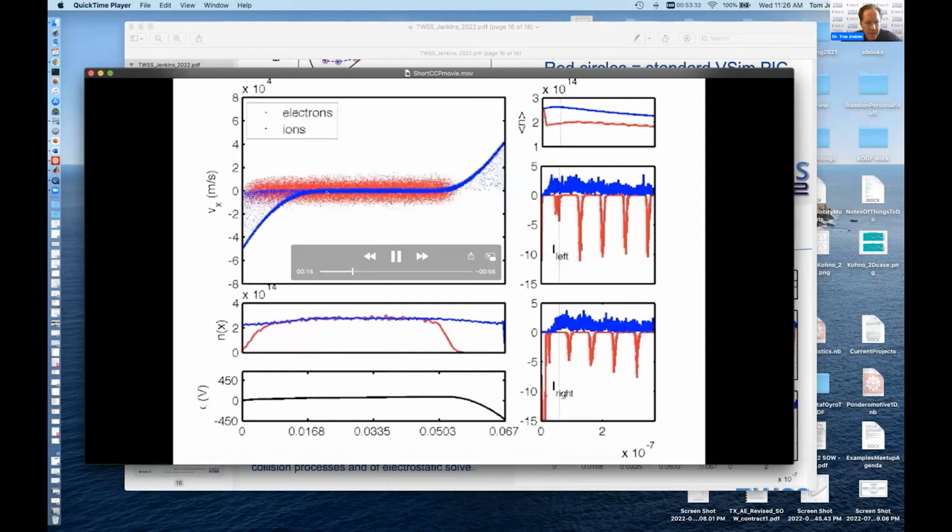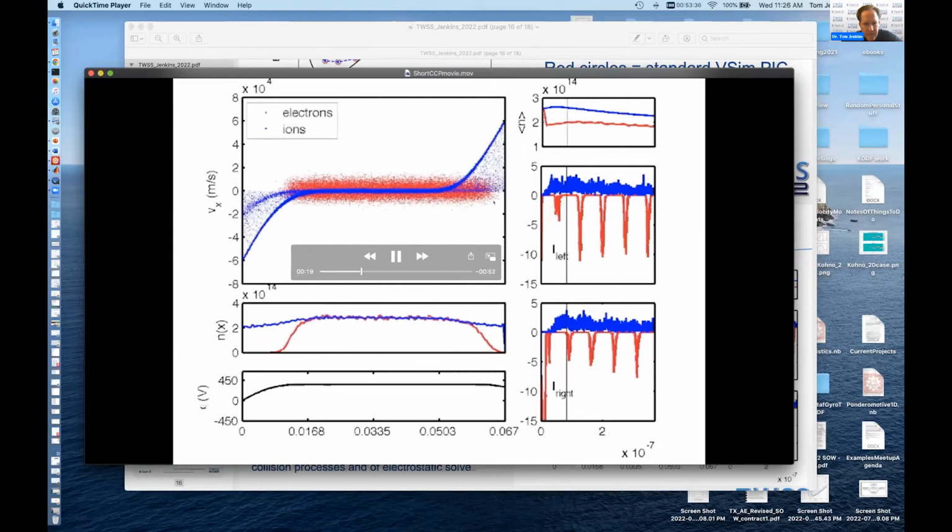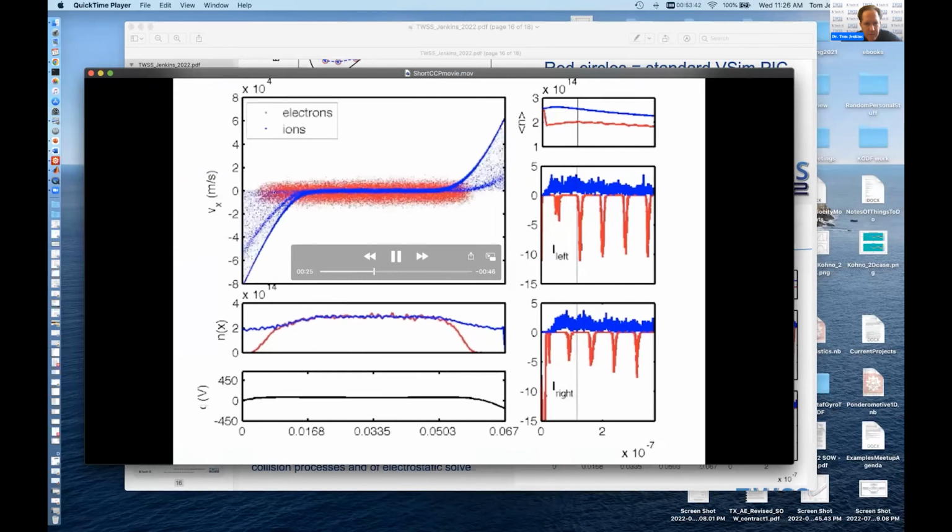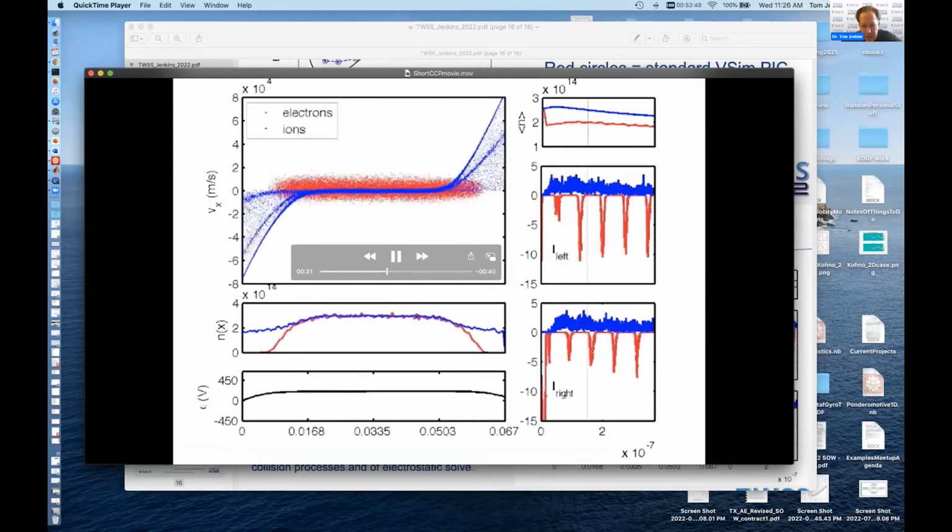Now you can see in the phase space, the electrons kind of slosh back and forth. They move left and they move right. As they move to the left here, you can see there's a big electron current spike when they hit the wall. Then they're going to go right and we'll get a big electron current spike on the right.